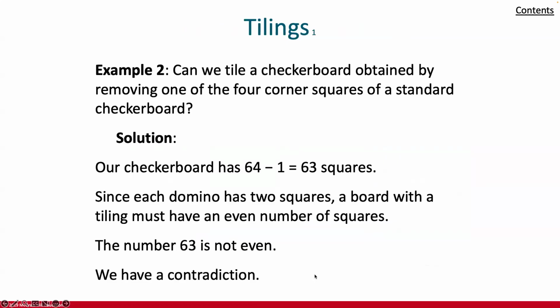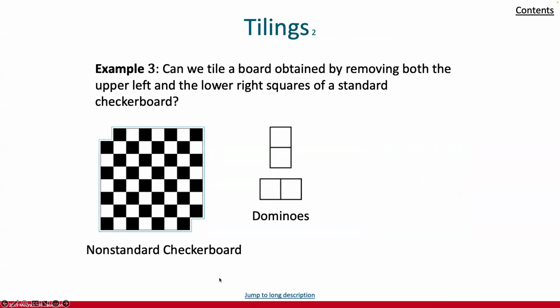Can we tile a checkerboard obtained by removing one of the 4 corner squares of a standard checkerboard? Basically, we see that the number 63 is not even. Our checkerboard has 64 minus 1, 63 squares. So this is not even, so we have a contradiction. That's not going to work.